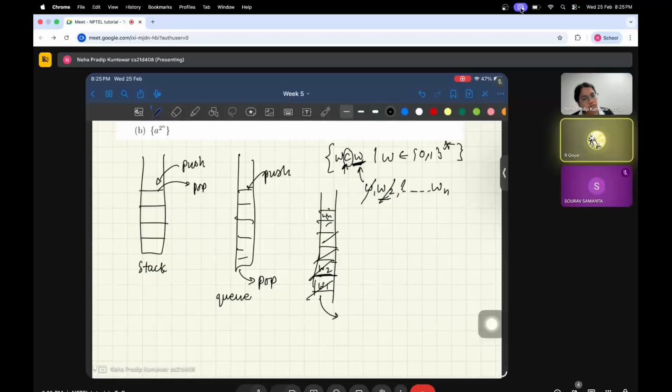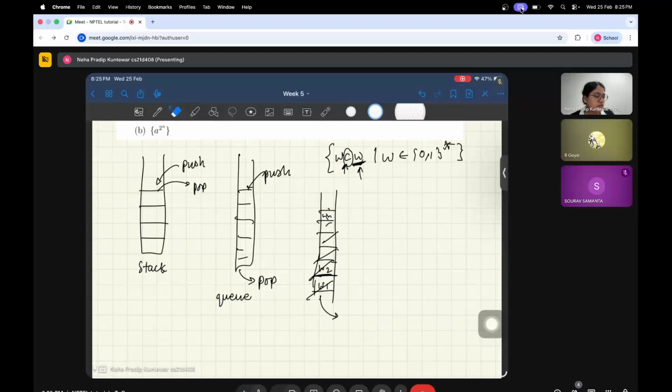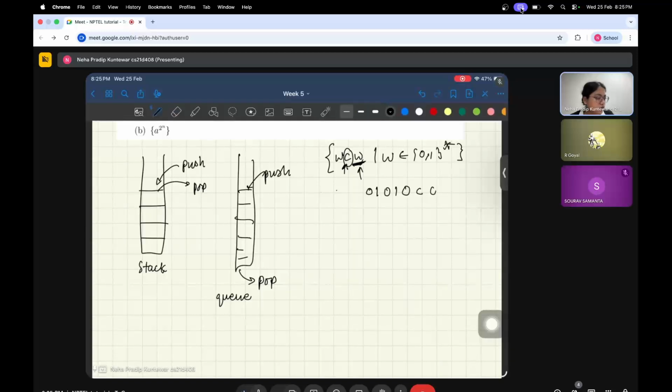So instead of W1, W2, can you write an actual string like A, B, something? Then it would be easy to understand how WCW is going to be recognized. Let us take W equal to, say, a 0 1 alphabet string: 0 1 0 1 0, and then you have C followed by 0 1 0 1 0.